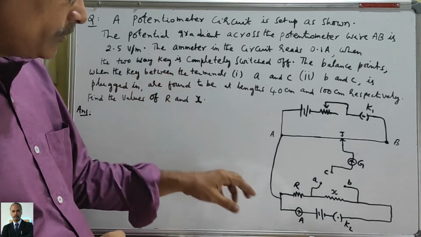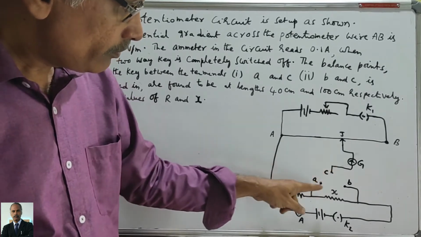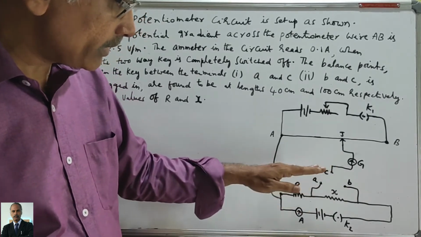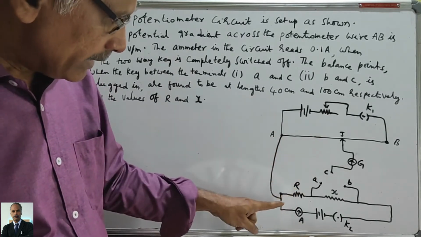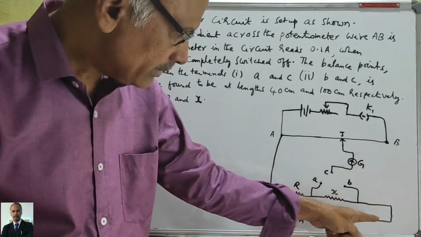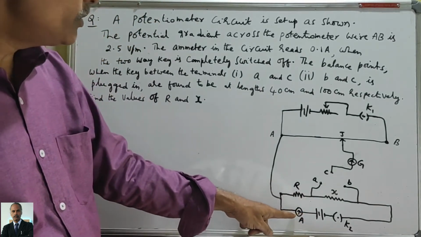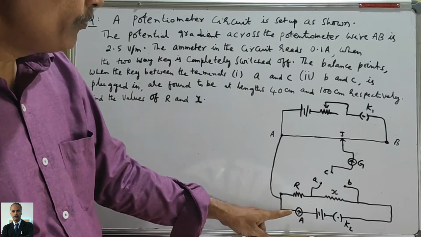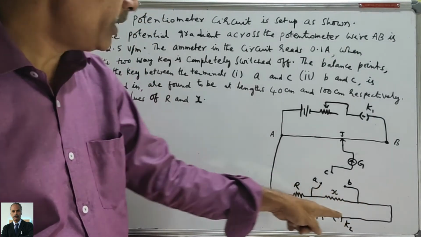Also it is given that when this two-way key is not connected, completely switched off, then in this circuit the ammeter reads 0.1 ampere. That means the current through this circuit is 0.1 ampere.